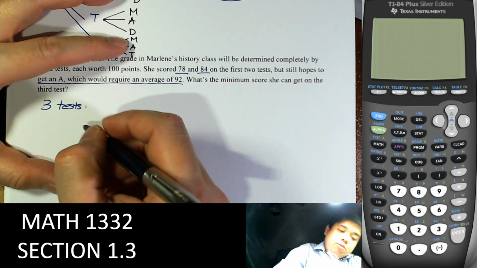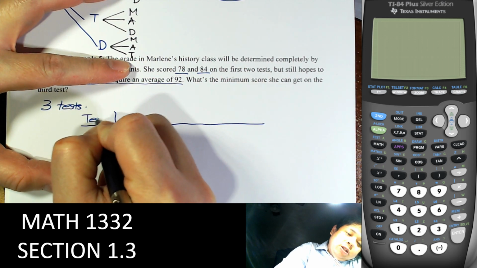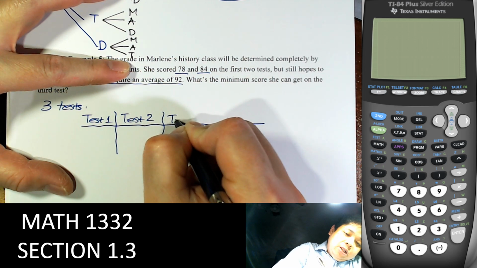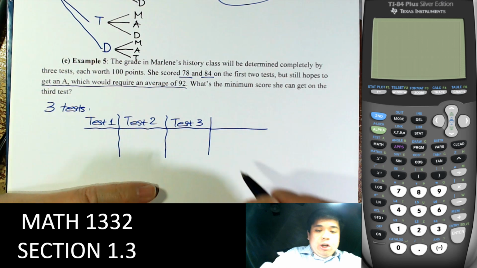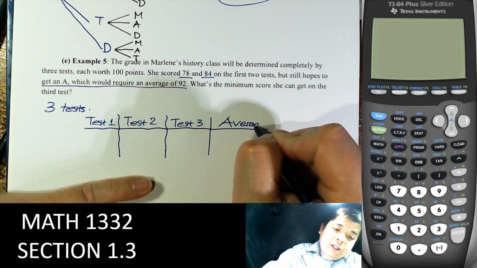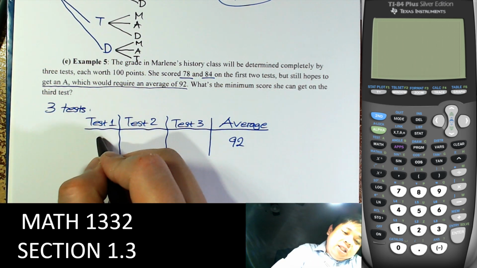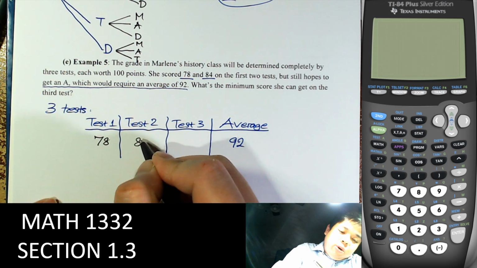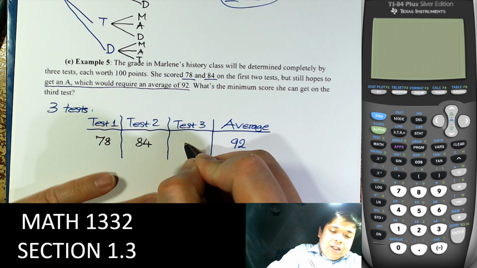Right, so let's make a little table here. Test 1, test 2, and test 3. The average needs to be 92 or above. The first test is 78. The second one is 84. What do we need here? Let's just put X.